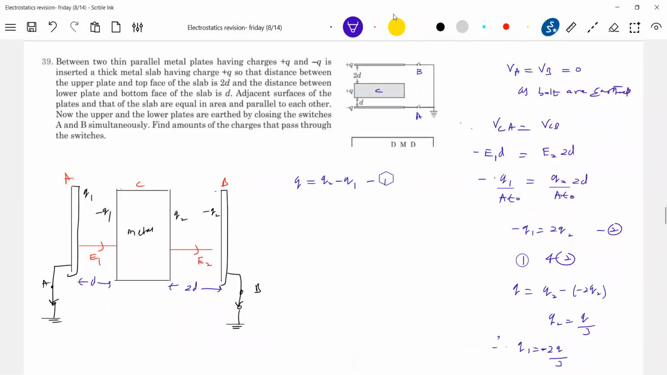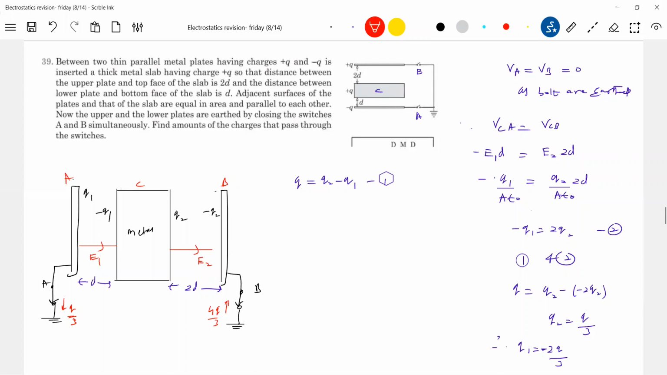Q1 was negative. Earlier, what was the charge of plate A? Minus Q. Now it has become minus 2Q by 3. So shall I say Q by 3 charge is left? Come for Q2. It was plus Q. Now it has become minus Q by 3. So 4Q by 3 charge. Sir, Q by 3 charge entered, no sir? For both A and B the direction will be different.